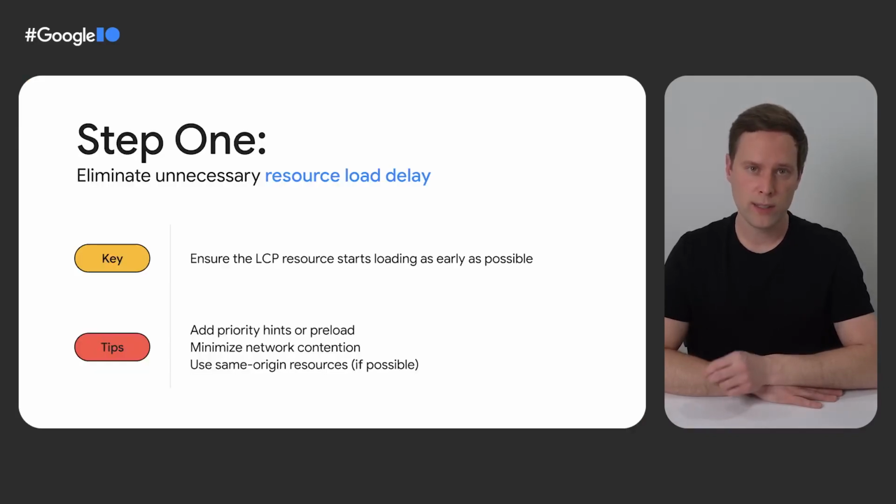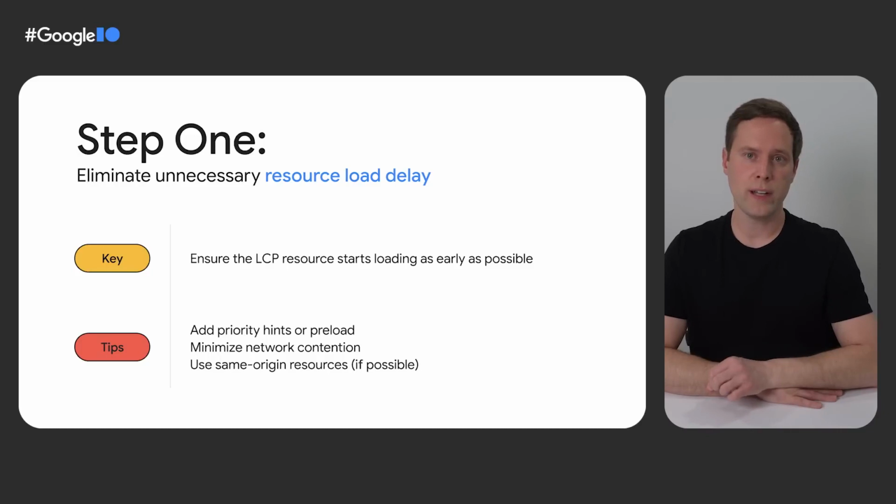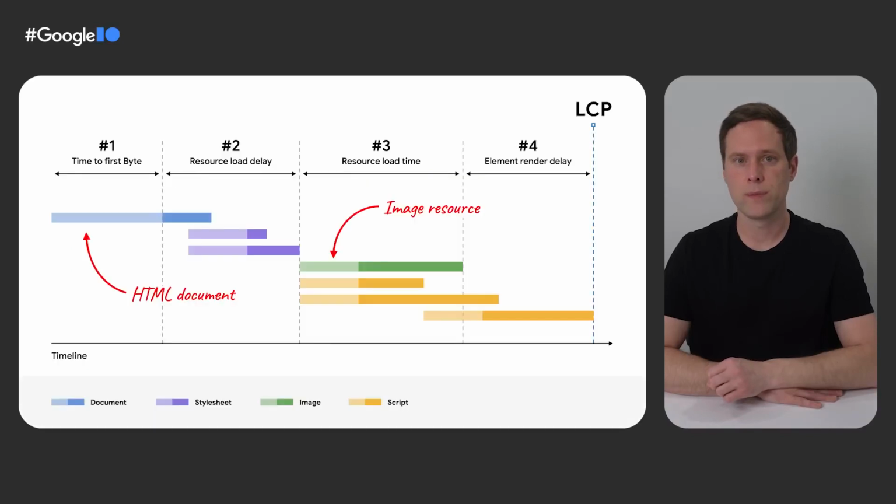Step 1. Eliminate unnecessary resource load delay. The key point in this step is to ensure that the LCP resource is prioritized so it can start loading immediately after the HTML document is received. And the best way to check on your pages whether the LCP resource is loading early enough is to compare its request start time with the start time of the first subresource loaded by the page.